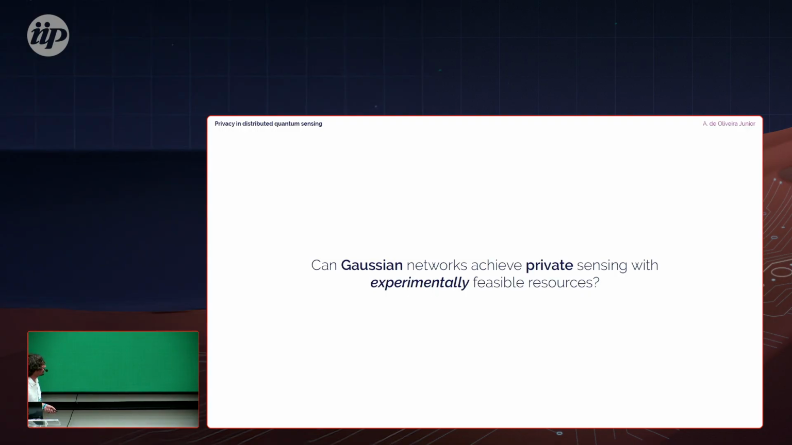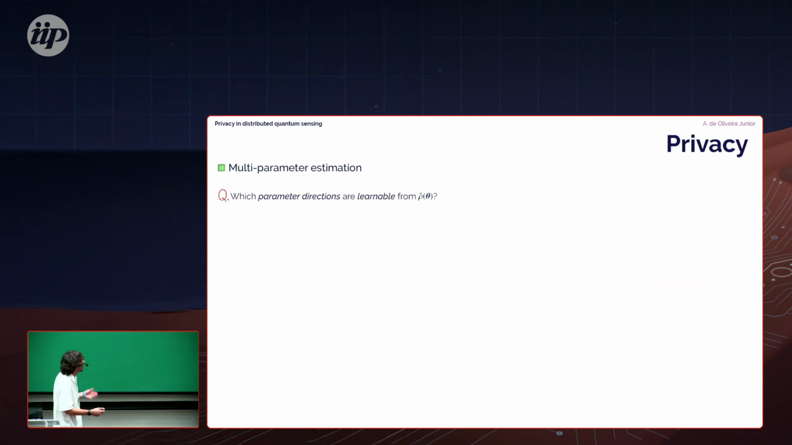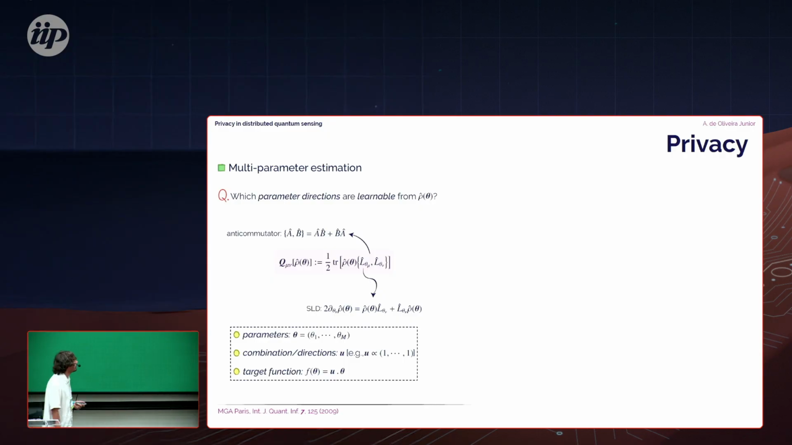So to do that, we have to talk about this notion of privacy that so far I just roughly defined. And as I told you, the way that we are looking at this problem is as a multi-parameter estimation with certain constraints. The question that we could ask in this slide is, which parameter directions are learnable from a given encoded state? Well, how well I can estimate a given combination of parameters is given by this information theoretic quantity called the quantum Fisher information matrix, more precisely its eigenvalues.